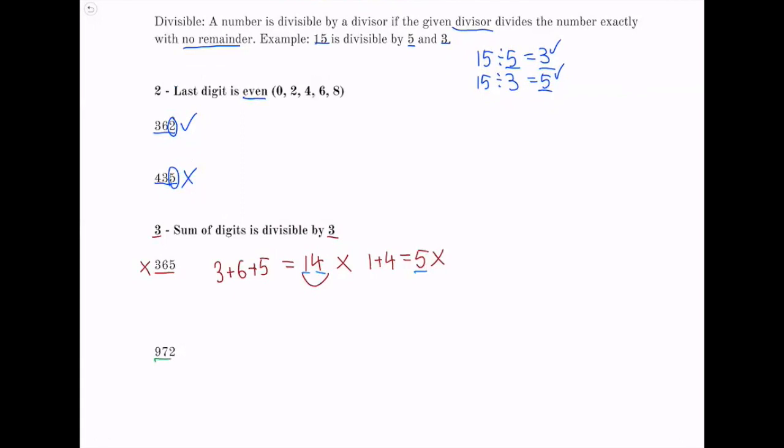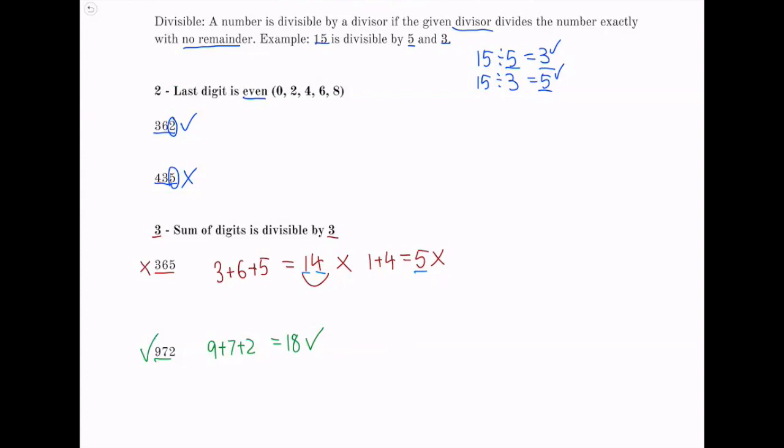For 972, 9 plus 7 plus 2 is 18. And from here you can see, okay, 18 is divisible by 3. Or if you want, sometimes it will be helpful to go even further. We can do 1 plus 8 is 9, and 9 is 3 times 3. So we can see that 972 is divisible by 3 in both ways. So we could have just ended here. We could do no more, and we know, okay, 18 is divisible, so we're done.